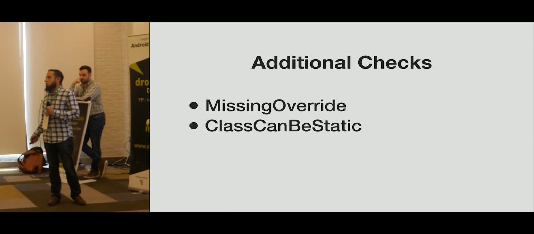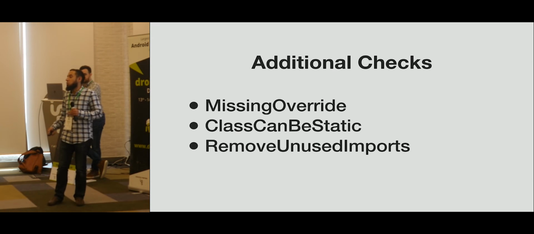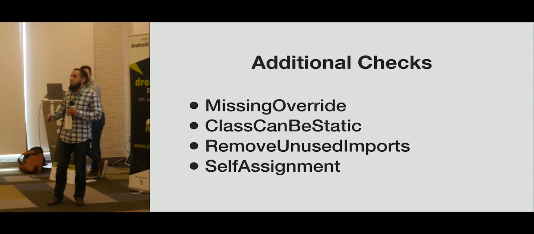Class can be static, so when you have nested classes, if it's not accessing state from the wrapper class, it'll tell you maybe you should make it static. And again, this is why by default nested classes in Kotlin are static unless you declare them otherwise.